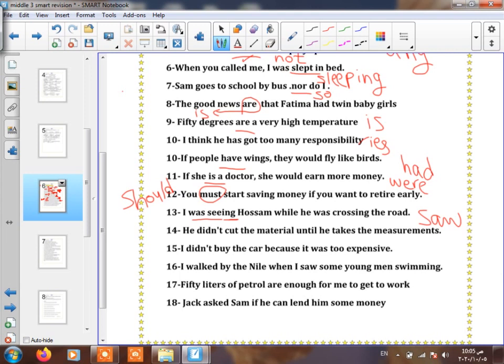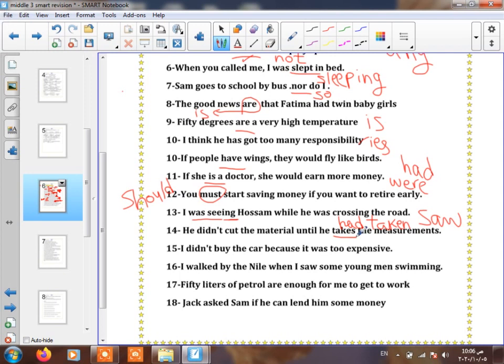Number 14, he didn't cut the material until he takes the measurements. So this is the past perfect. I have until in the middle, and before until I have past simple in the negative form, and after until I have to put the verb in the past perfect. So he didn't cut the material until what? Until he had taken. Until he had taken. Okay?